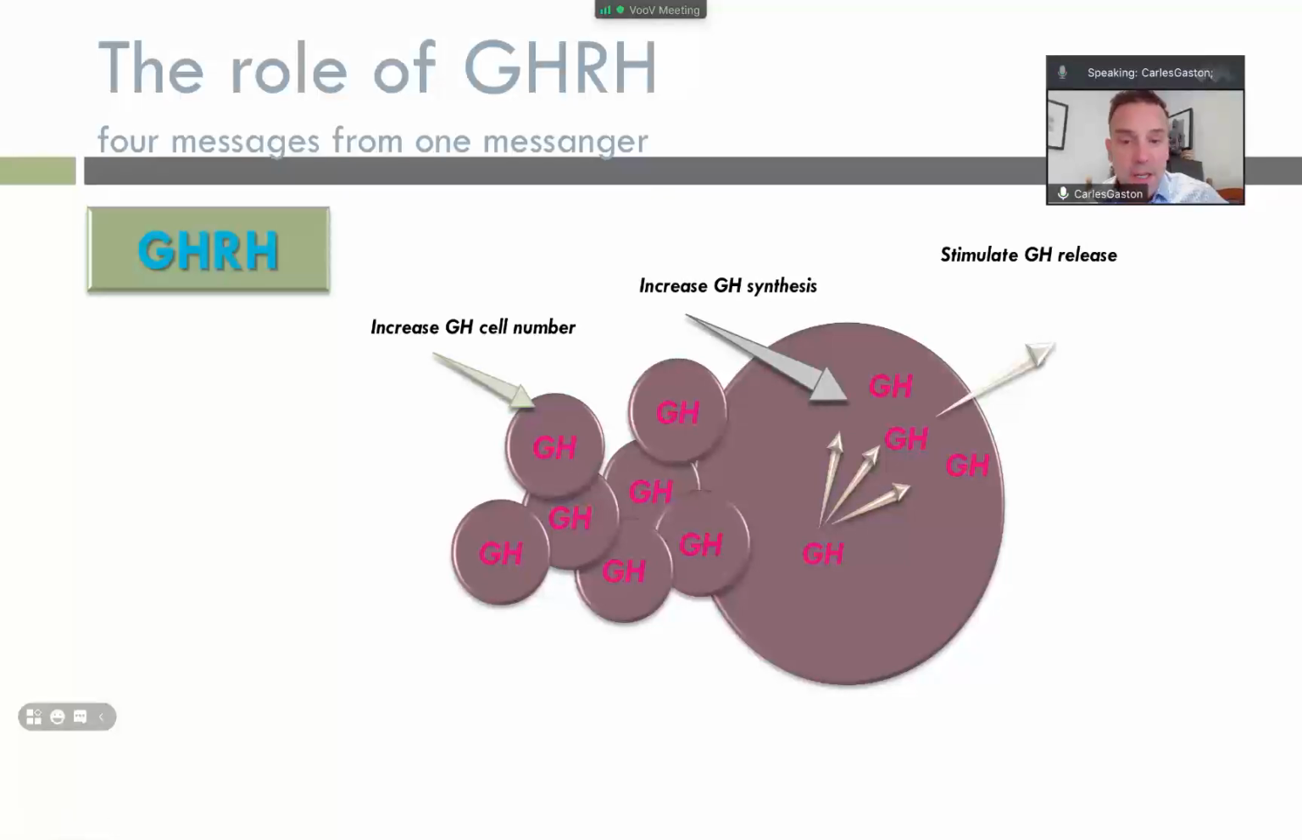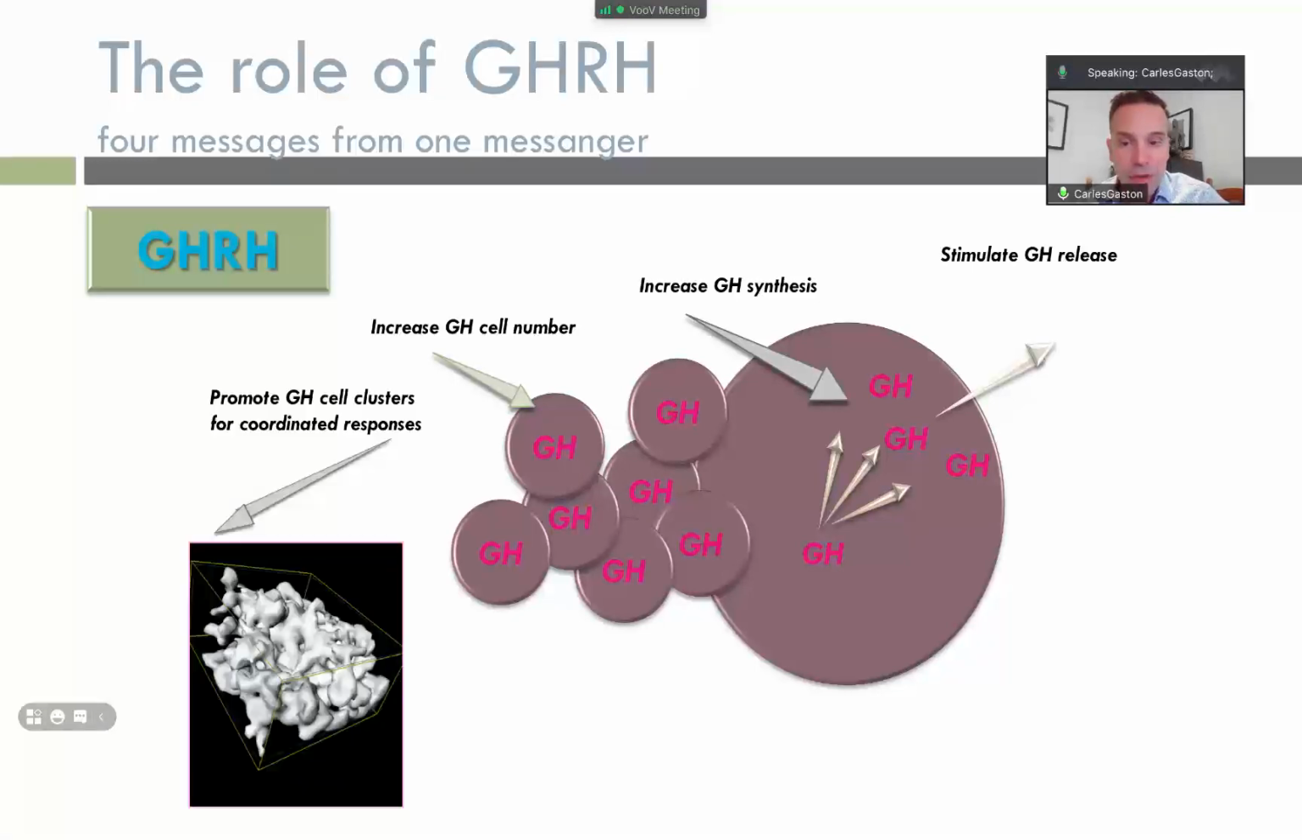It increases the number of somatotrophs, or cells that produce growth hormone, and it promotes cell clusters which are coordinated to produce an excess of growth hormone. So that's why it has different physiological functions. But the ultimate goal is to stimulate the secretion of growth hormone into the circulation.